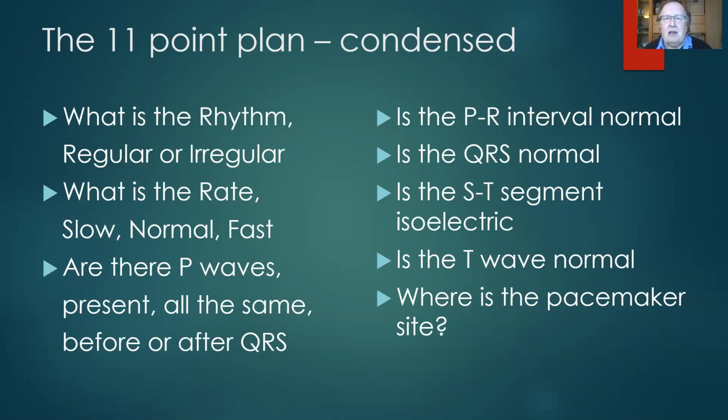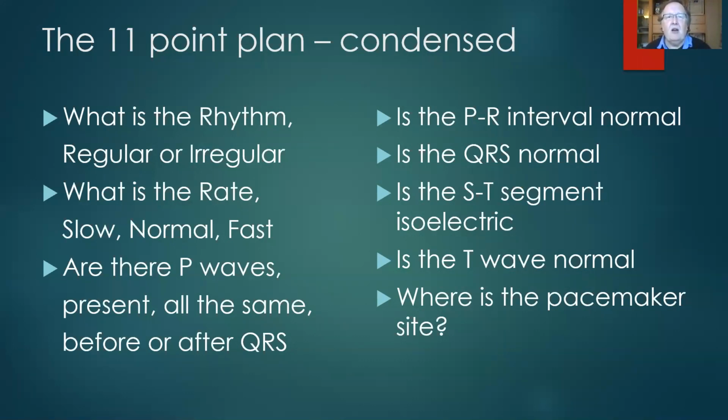The next question is, is the T wave normal? It should be positive, it should be upright. If the T wave is inverted or upside down, this is because if the ventricles contract abnormally, they relax abnormally, and so you would get an inverted T wave. That might be because there's a heart attack or some problem going on, or it may be an old heart attack and it's just resident there.